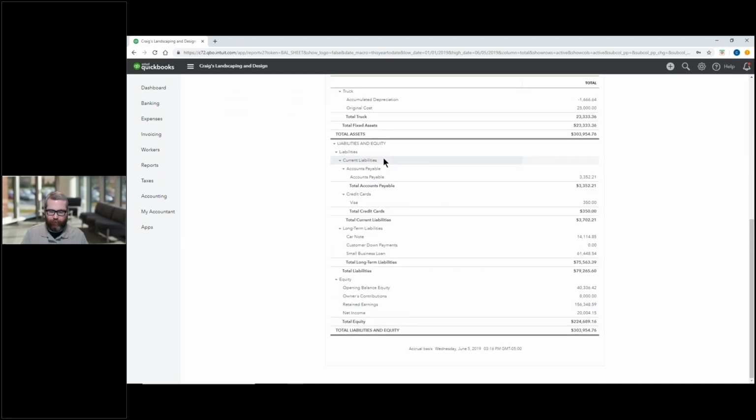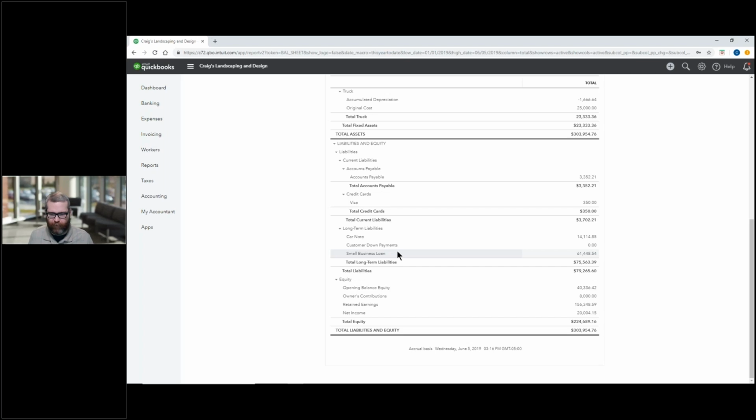Now, the liabilities, we have accounts payable. Accounts payable is the amount of money that the business owes on open bills right now. So think like utility bills, or if you have any open bills for inventory that you've purchased but you haven't paid for yet, that's going to be your bills. You've also got credit cards. We all know what those are. We've got long-term liabilities. So these are going to be like mortgages, car notes. You've got the small business loan that we had in there.